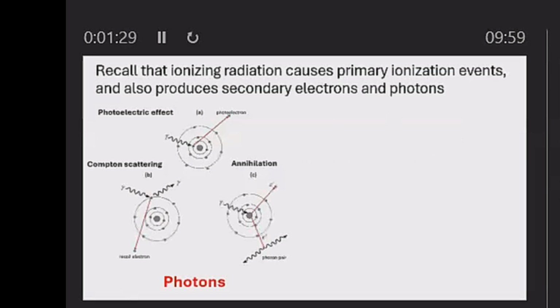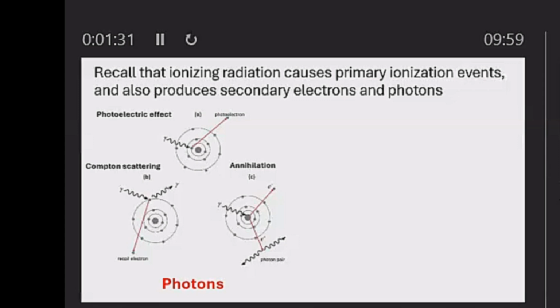Okay, just kind of a review from Alchin's presentation. Photoelectric effect, Compton, annihilation. These all cause ionization, and they also produce these secondary electrons and X-rays and other photons, right? So it's almost like this electromagnetic cascade.